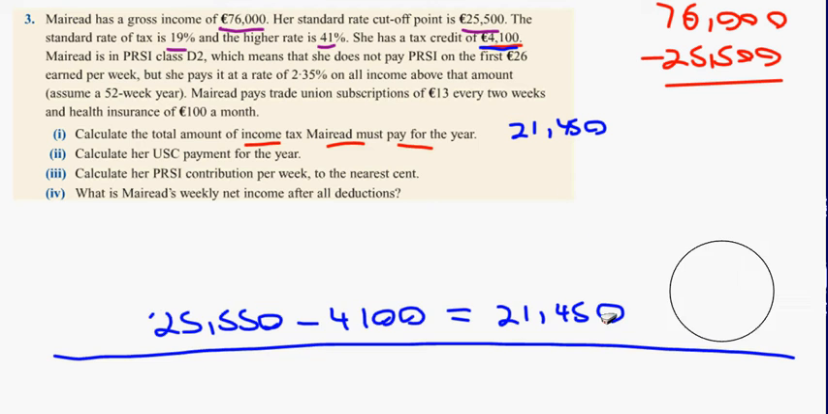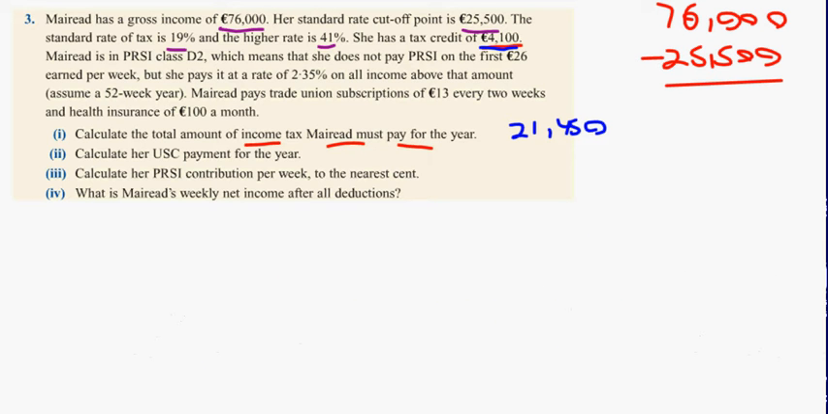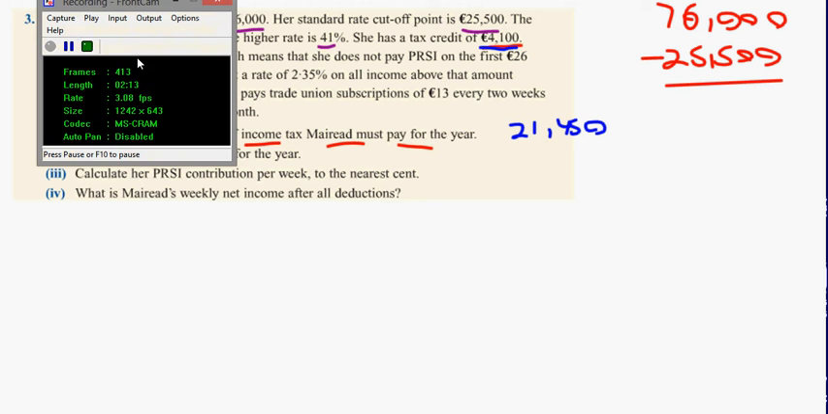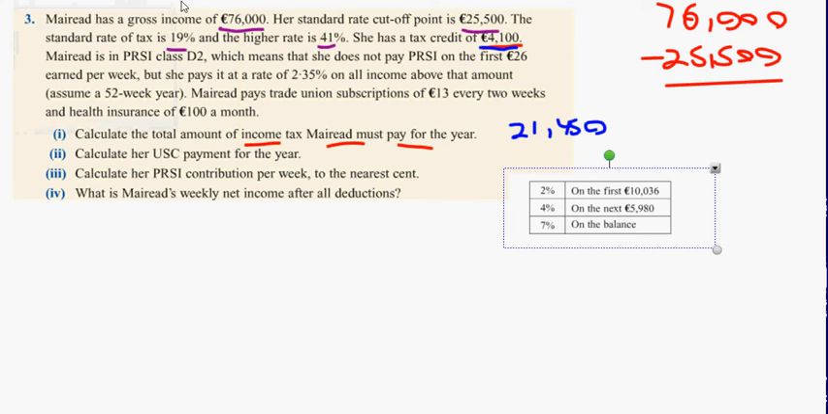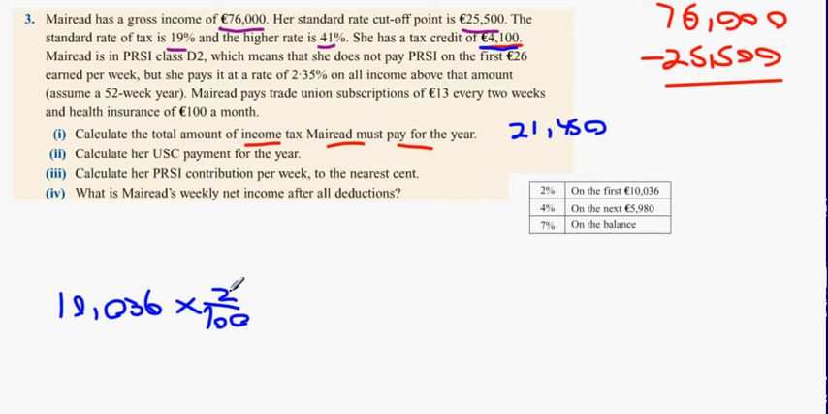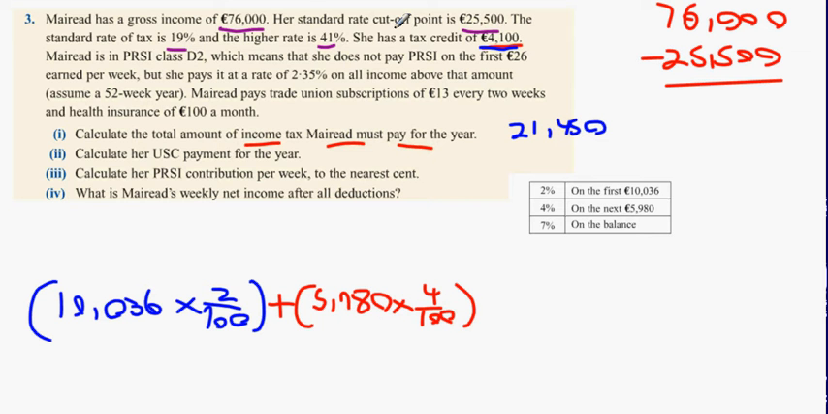Calculate her USC for the year. So USC is like the last question. So USC is 2% on the first 10,036. So it's going to be 10,036 multiplied by 2 over 100. It's the lower bracket. And then it's going to be plus 4% of the next 5,980, multiplied by 4%. And then plus the remainder.